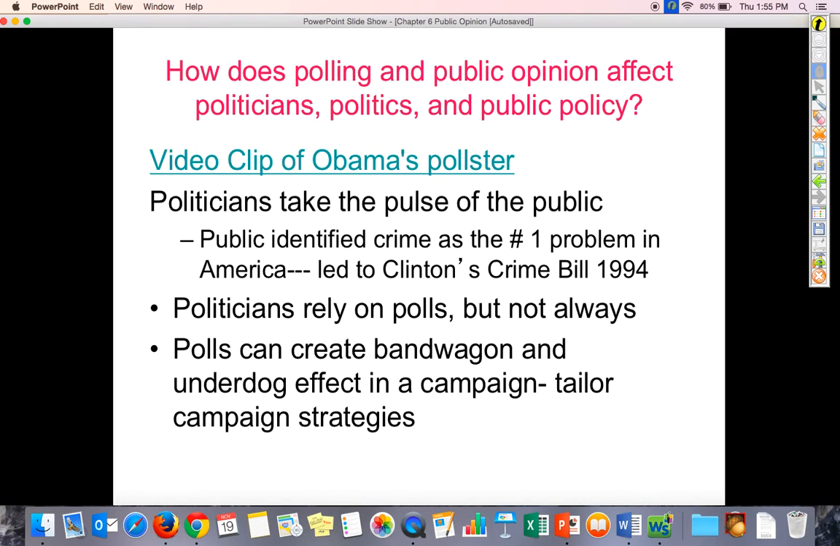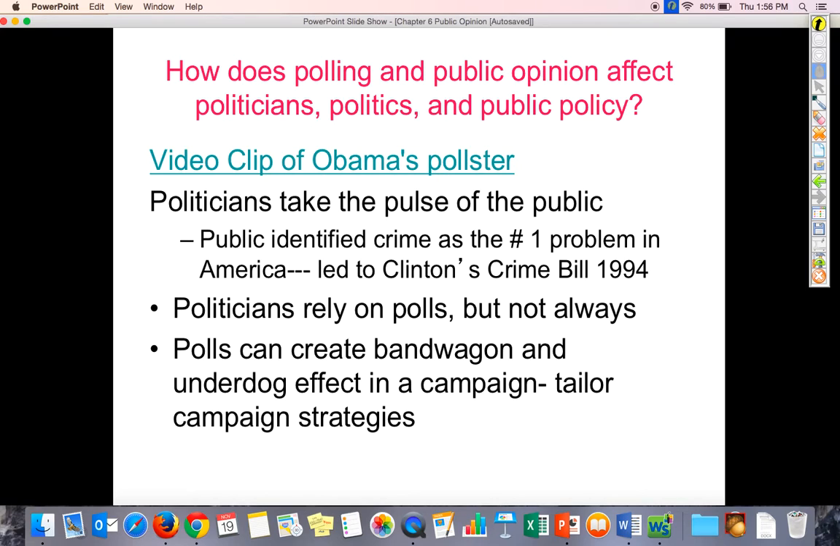The last thing I want you to do, this says, how does polling and public opinion affect politicians and particularly public policy? So when I stop this section, I'm going to put another clip on the website on Classroom, and I want you to watch it. And it's a video clip of President Obama's pollster and what he does with the information and how he uses it to influence the president.